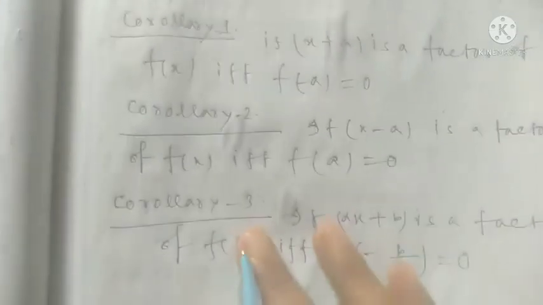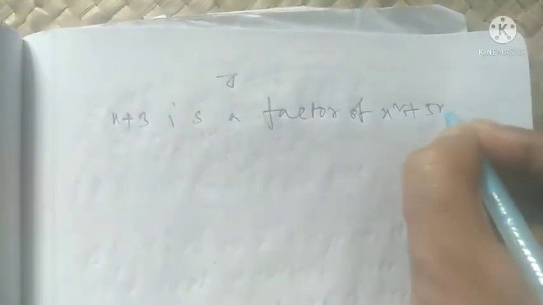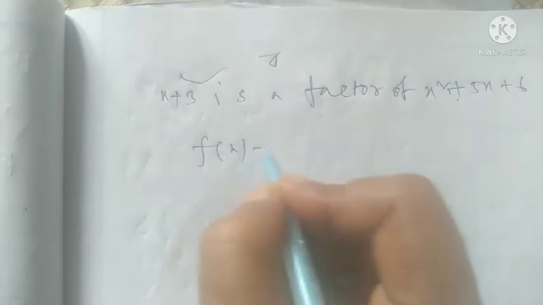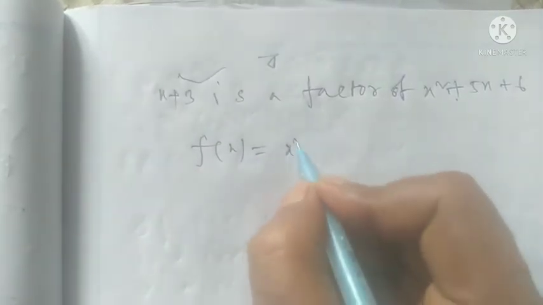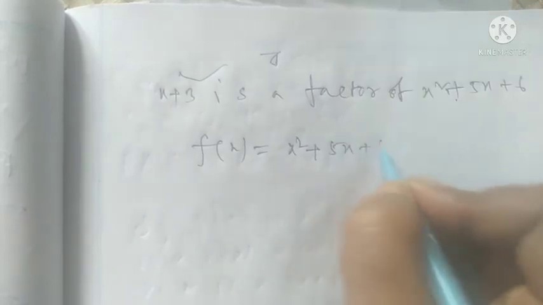Suppose, for example, x plus 3 is a factor of x square plus 5x plus 6. Is this a factor of this polynomial, yes or no? So you have to denote the polynomial by f of x. f of x is equal to x square plus 5x plus 6.